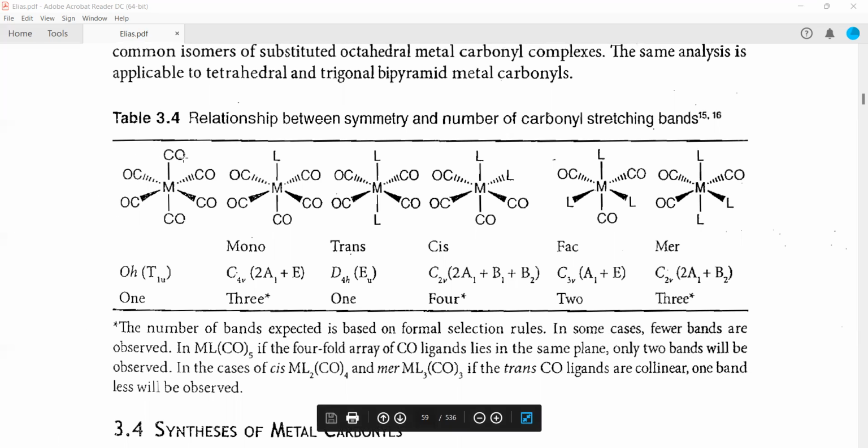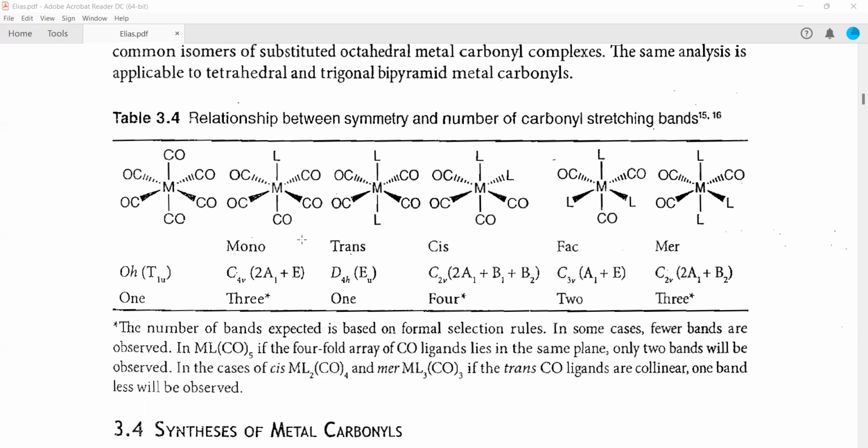You already know the structure, so you can easily have a rough idea of how many carbonyl stretching bands you'll get. For this, all the carbonyls are symmetrically equal, right? So it is having octahedral symmetry, and that is why all the carbonyls are the same.